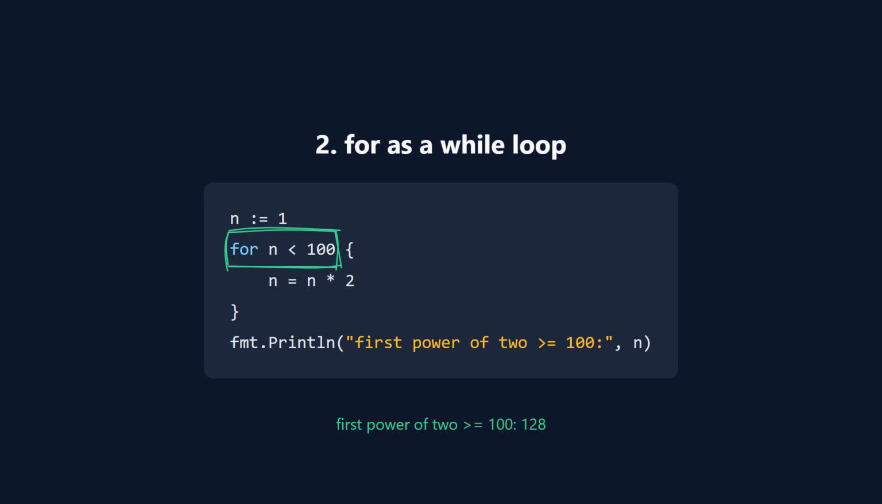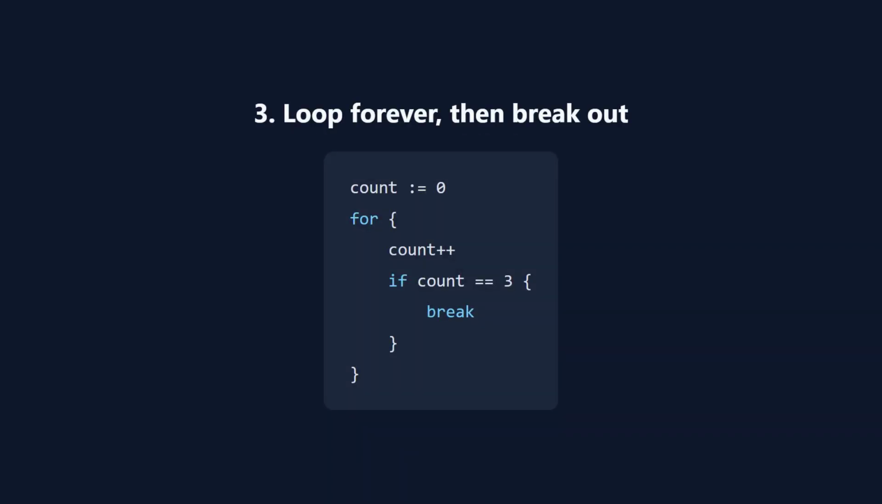Notice that n is declared outside the loop this time. It has to be, because we want to use it after the loop has finished. Drop the condition too, and you have for with nothing after it at all. That loops forever. Which sounds like a bug, but it is the standard shape for keep going until something happens. A server waiting for requests. A retry loop. Reading until the input runs out. You get out with break, which leaves the loop entirely, and carries on at the line after the closing brace.